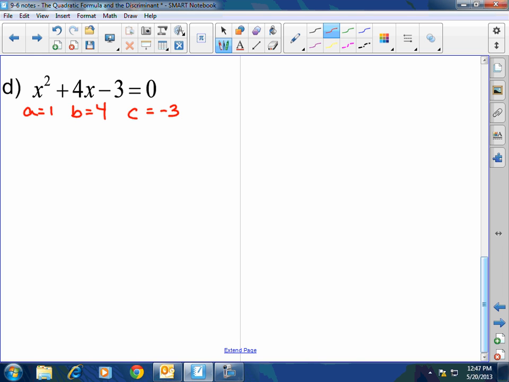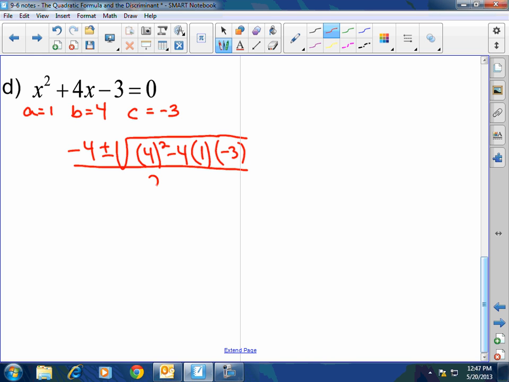So let's go ahead and use our formula. Negative b plus or minus the square root of b squared minus 4 times a times c, all of that over 2 times a. So it's going to give me negative 4 plus or minus the square root of 16 plus 12 here. Negative 4 times negative 3 is negative 12. So 16 and 12, that's going to be 28 over 2.